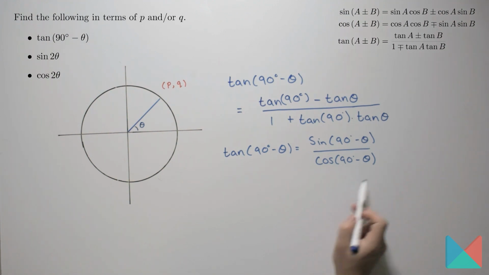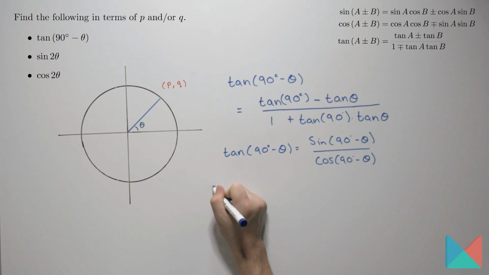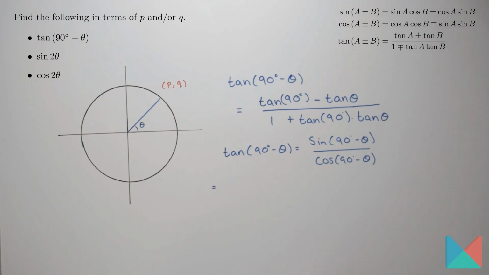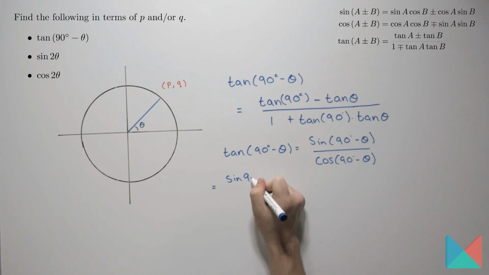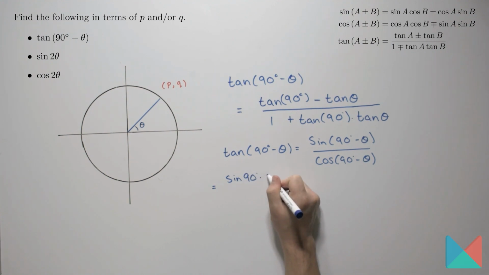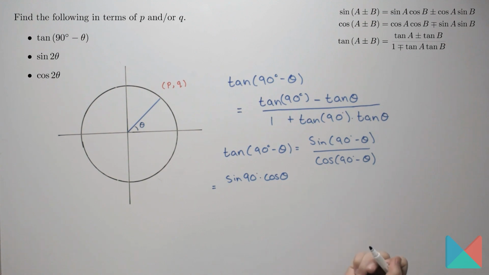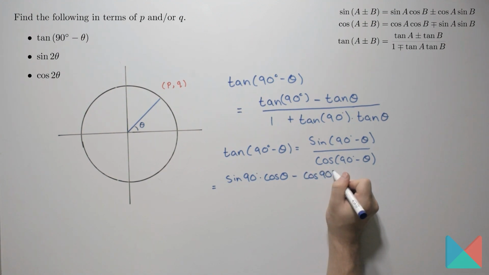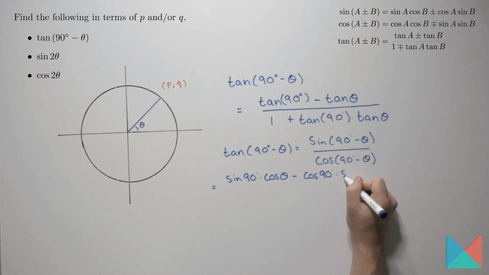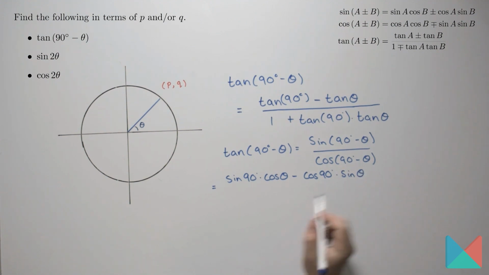We can expand the right-hand side by using our angle difference identities for both sine and cosine. So starting with the top of our fraction, we can use the angle difference identity for sine. So this will be sine of our first angle, sine of 90, times cos of our second angle, cos of theta, subtract cos of our first angle, cos of 90, times sine of our second angle, sine of theta.